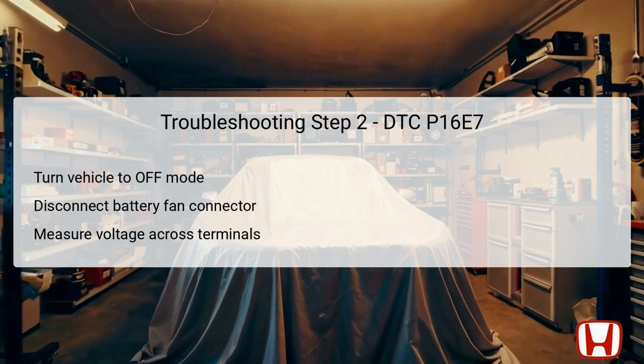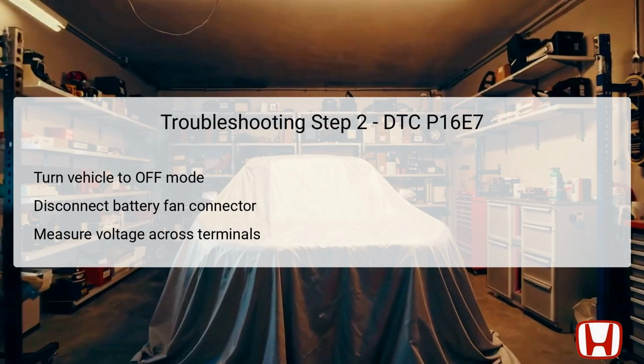In the second troubleshooting step for DTC P16E7, you will need to switch the vehicle from on to off lock mode. This is important to safely handle the electrical components without the risk of electrical shock or system damage. Next, carefully disconnect the battery fan motor 3P connector, ensuring you take proper care not to damage the connector or wiring. Once disconnected, you will again turn the vehicle to the on mode, preparing to measure electrical parameters.